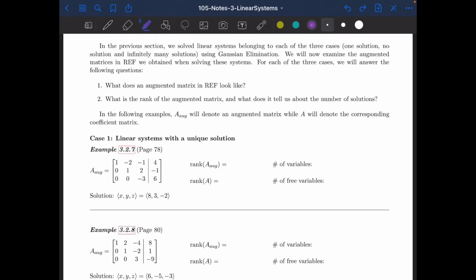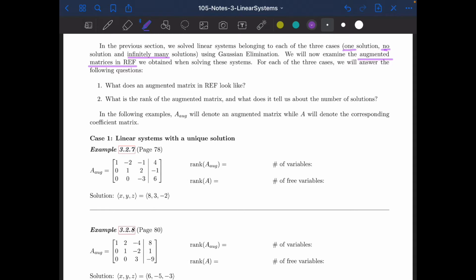Hello everyone. In the previous section, section 3.2, we solved linear systems belonging to each of the three cases: one solution, no solution, and infinitely many solutions using Gaussian elimination. We will now examine the augmented matrices in REF we obtained when solving these systems.